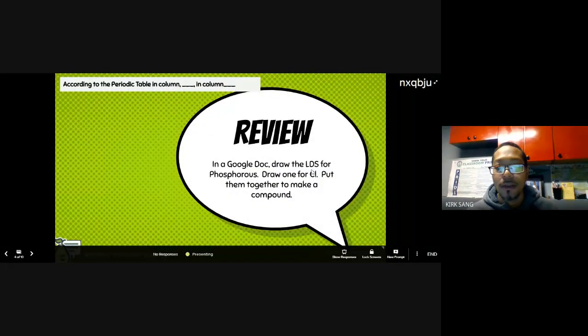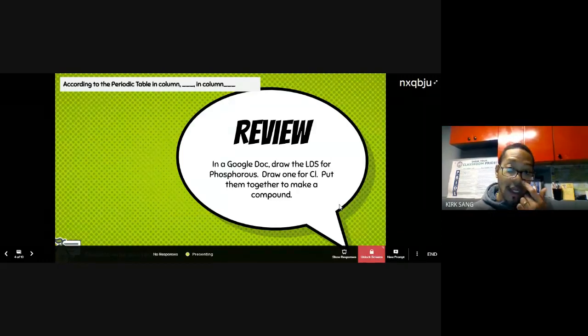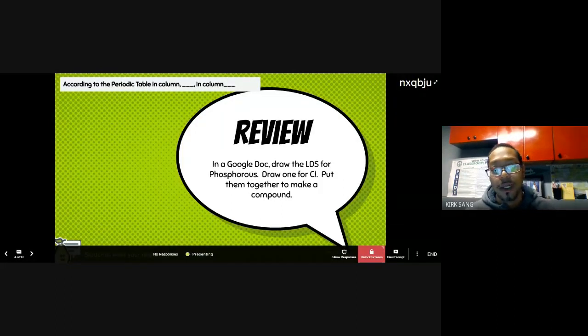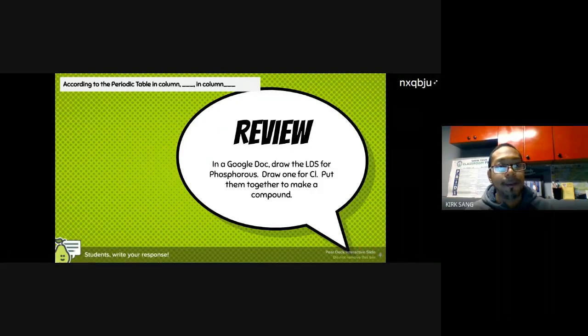Draw a chlorine atom and put them together to make a compound. Lock in your responses. Let me draw for that. If you would like to draw this in your notebook, remember you're going to have to transfer this into a digital format. I'll give you a minute to do that.